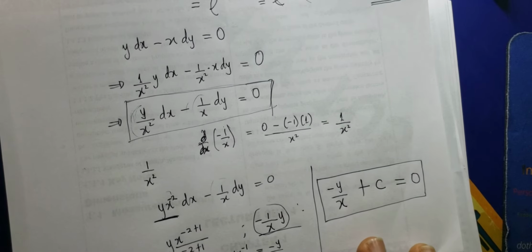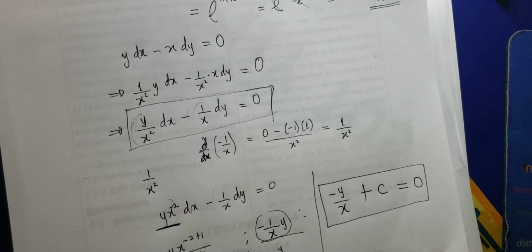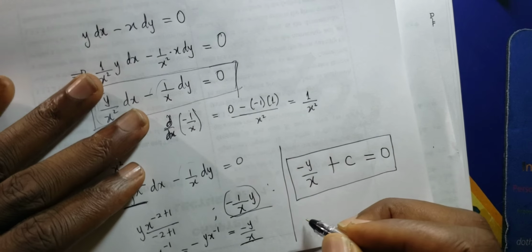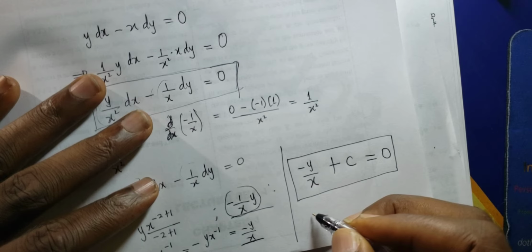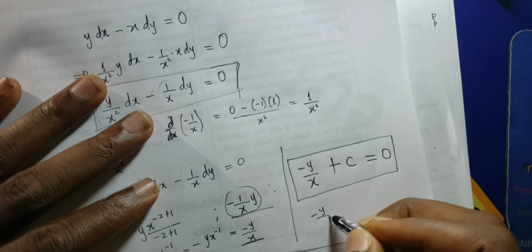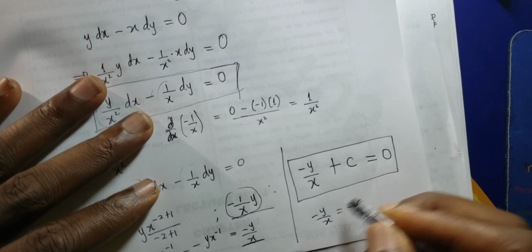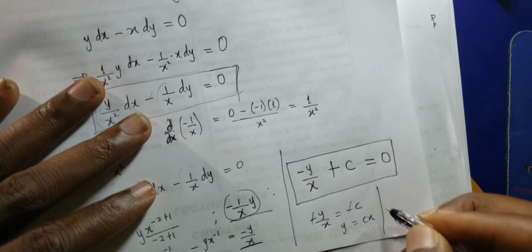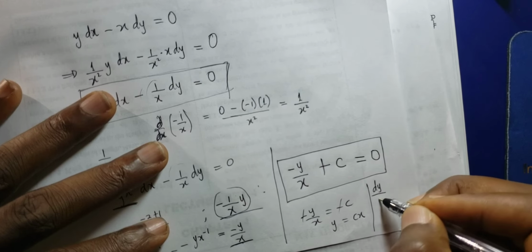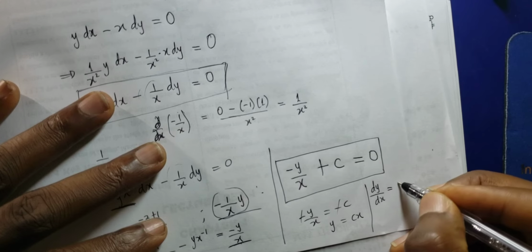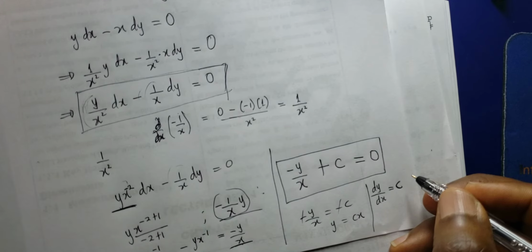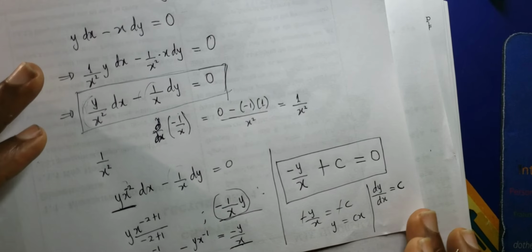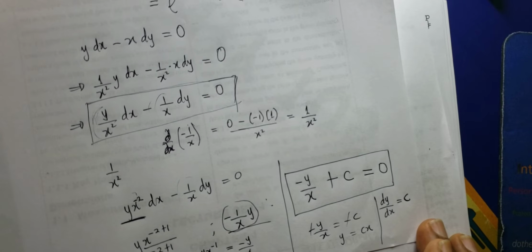So life can be as easy as that. And if you like, you can make y the subject here. For instance, if you make y the subject, we're going to have something like minus y over x is equal to minus c, or just c, or however you want to put it. So that means y is equal to some cx, and then if you differentiate now, dy dx is going to be equal to c, some constant, which you don't know what it is.